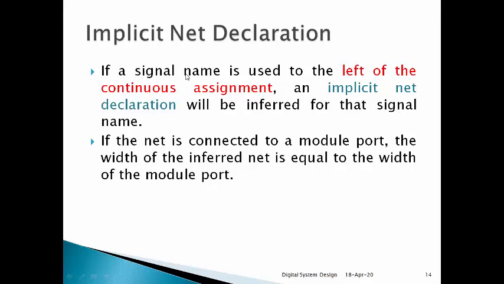In this net declaration, if a signal name is used to the left of the continuous assignment, an implicit net declaration will be observed. And if the net is connected to a module port, the width of the inferred net is equal to the width of the module port. Here you have to notice that, as the name suggests, it is implicit net declaration. At the time of declaration, implicit assignment.